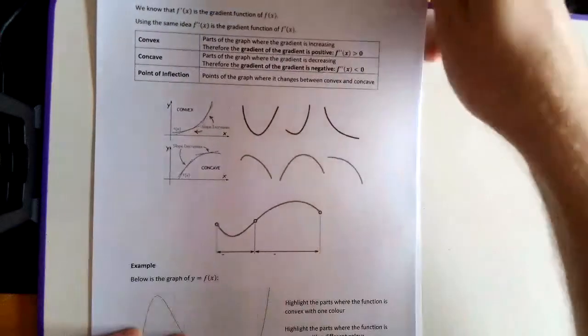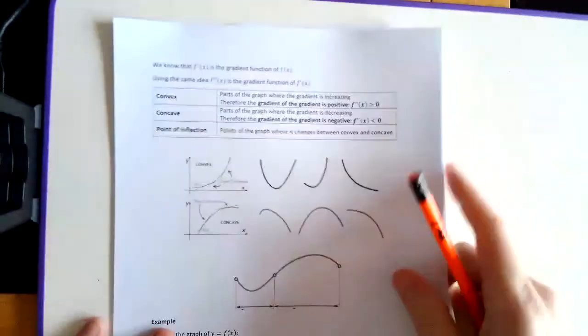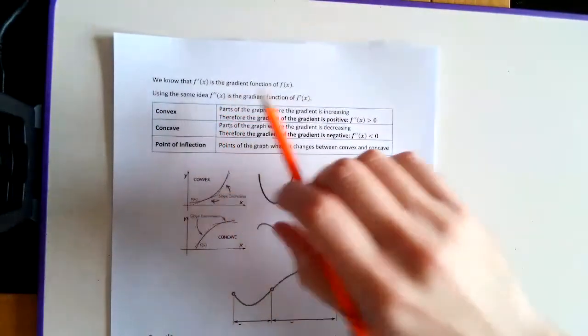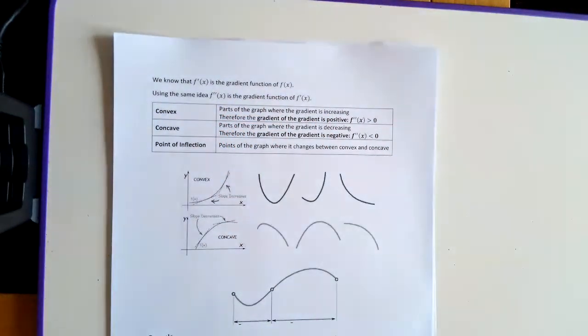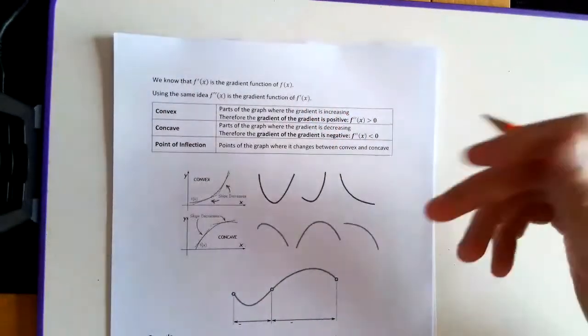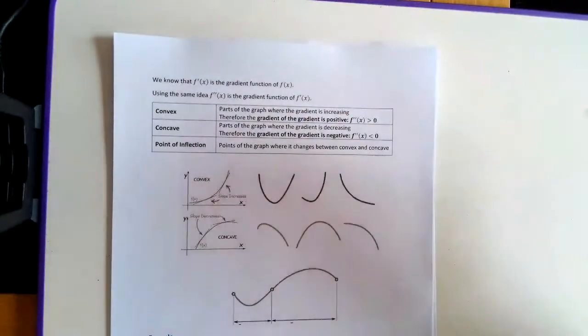Okay, so we know about f dash of x, that's the gradient function. Using the same idea, we can call f dash dash x the gradient function of f dash of x, and we can keep repeating that process. So f dash dash dash will be the gradient of f dash dash.